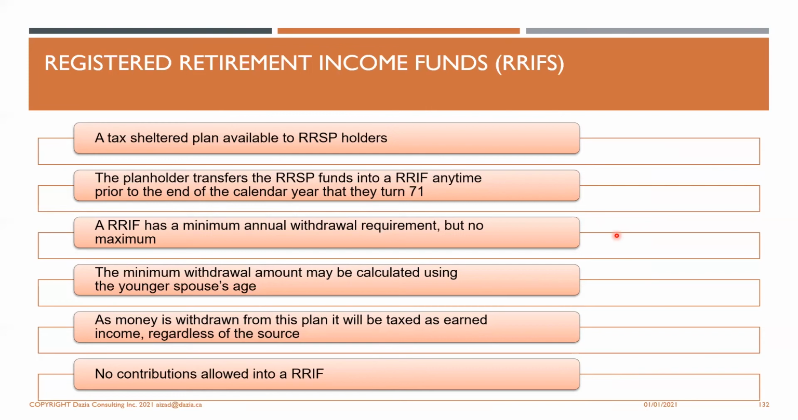The key thing about the RIF is that there is a minimum withdrawal amount annually. They have to take out that money, but there's no maximum. The minimum withdrawal amount may be calculated using their younger spouse's age, and as the money is withdrawn from this plan, it will be taxed as earned income, regardless of the source. So no contributions are allowed into a RIF. You cannot contribute into a RIF, you can only take money out.